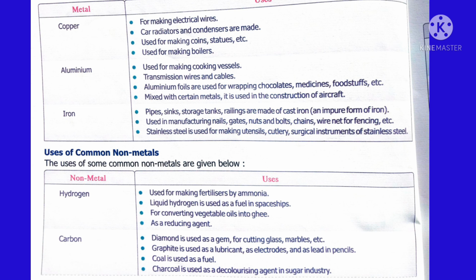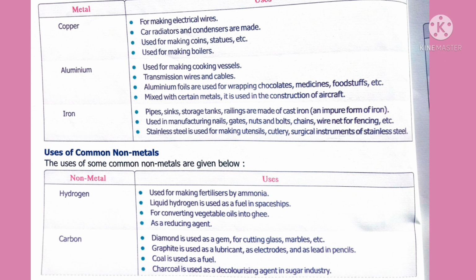And also iodine, a non-metal, is used as antiseptic medicine. Our blood hemoglobin is rich in iron, and plants' chlorophyll is rich in magnesium. Likewise, all the metals and non-metals are useful to us.